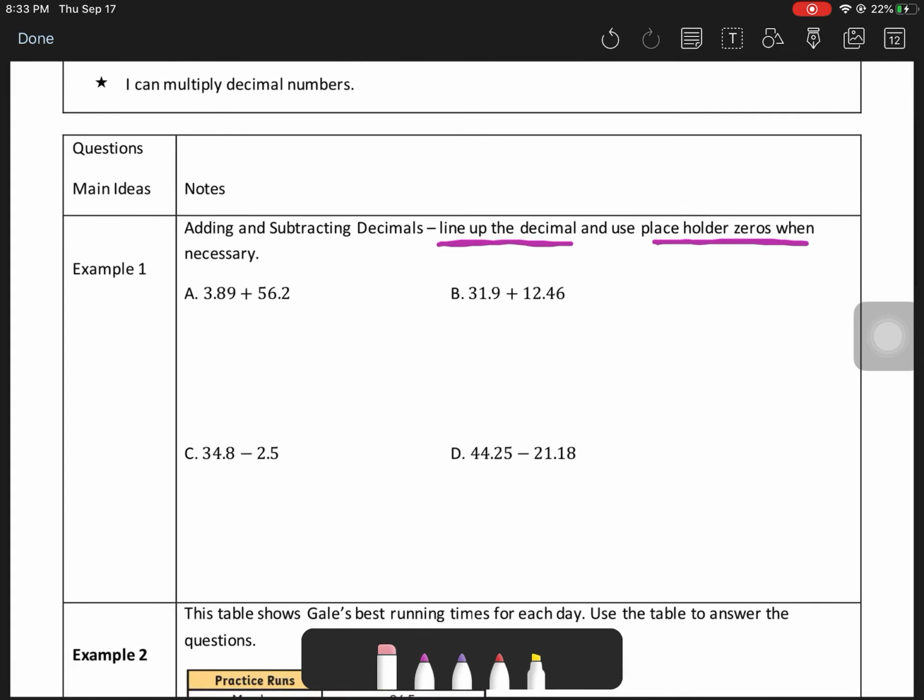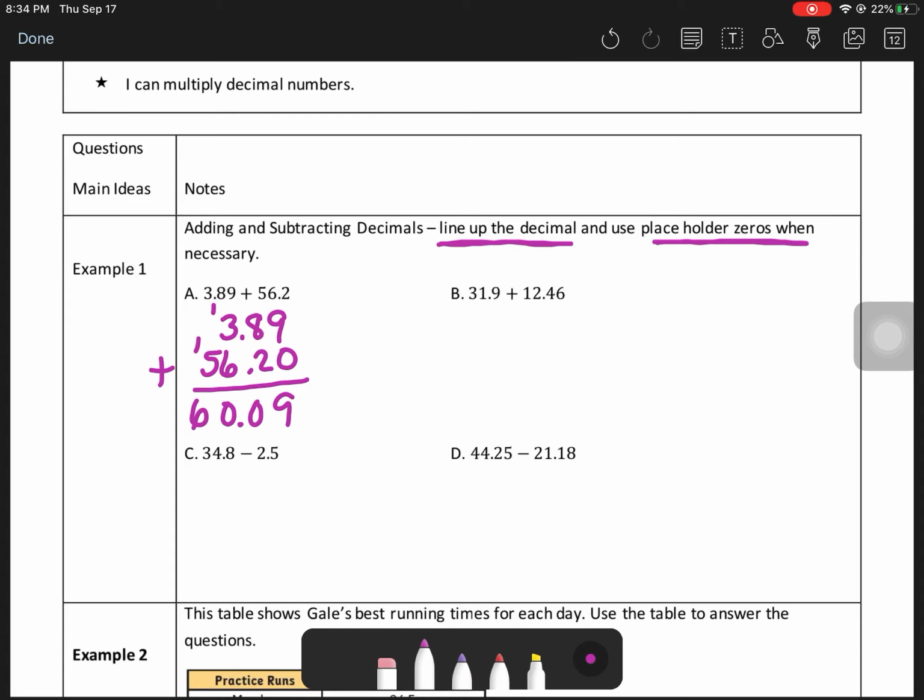So first question in the example is we have 3.89. And we want to line up our decimals, so we have 56.2. And I'm going to add my 0 as my placeholder as I'm adding. So remember, we add straight up and down. So 9 plus 0 is 9. 8 plus 2 is 10, carry our 1. 3 plus 6 is 9, plus 1 is 10, carry our 1. And 5 plus 1 is 6. And bring the decimal straight down into our answer.